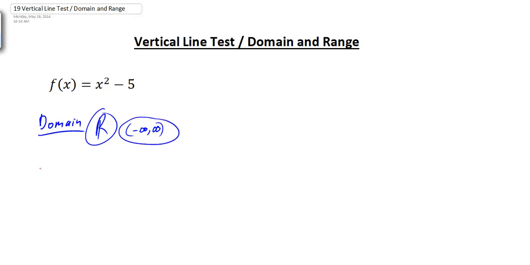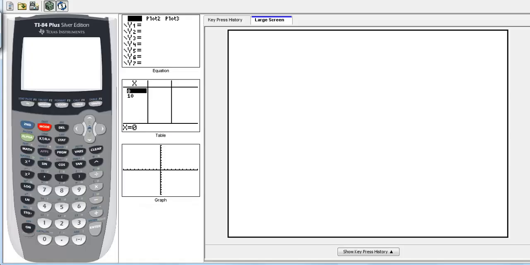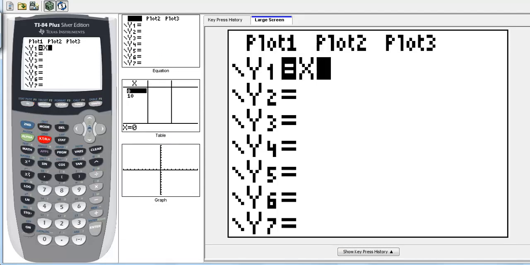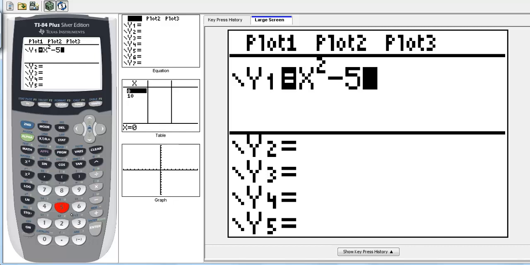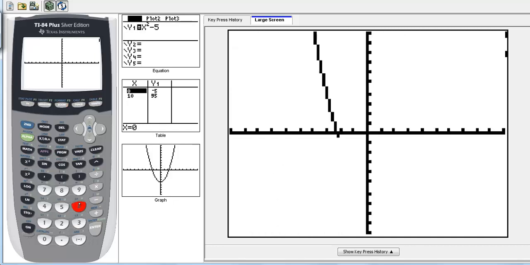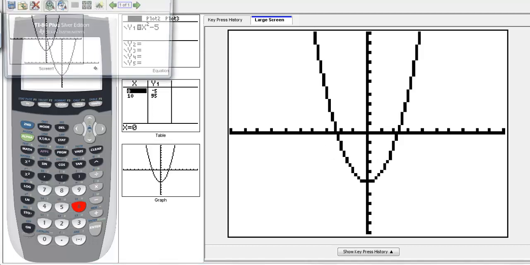All right, now before I look at the range, I'm going to look at the graph of this function. I think it will be easier to determine the range. The domain we can easily tell from the equation in most cases, but for the range sometimes it's a lot better to look at the graph. So here we're going to graph x squared minus 5. If I go to the calculator, we can go to y equals, type in x squared minus 5, and again I always like to start with zoom 6, which is zoom standard. And here we have a good representation of our graph, which is a parabola.